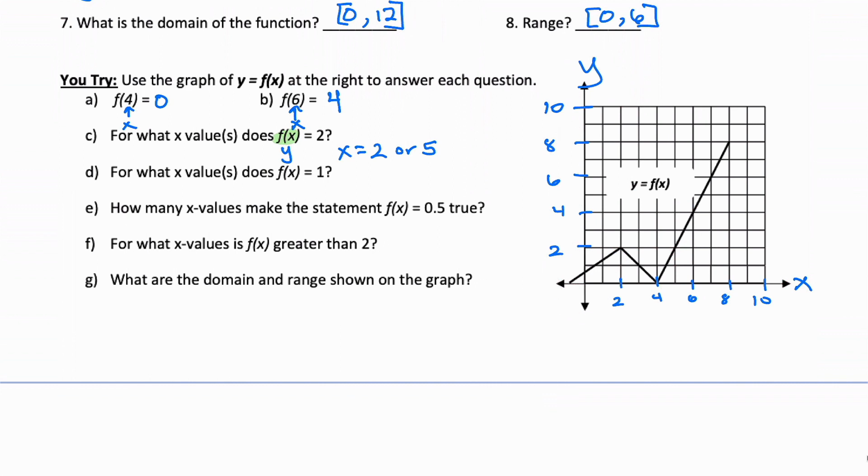All right. Almost done. We got a couple more questions. For what x values does f of x equal 1? Again, they gave you an f of x. F of x is the same thing as a y value. When does y equal 1? Here's your y equal to 1. It happens at 0.5, at 3, and at 4.5. So we're going to write all three of those answers. It happens at 0.5. Oops, I wrote 0, 5. That's a mistake. 0.5, at 3, and at 4.5.